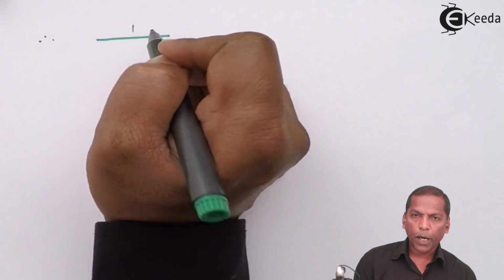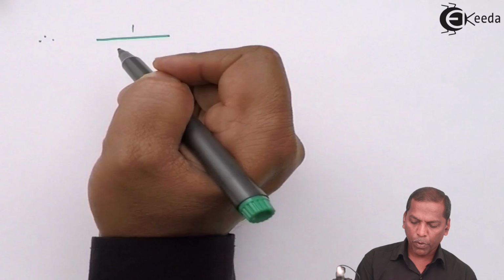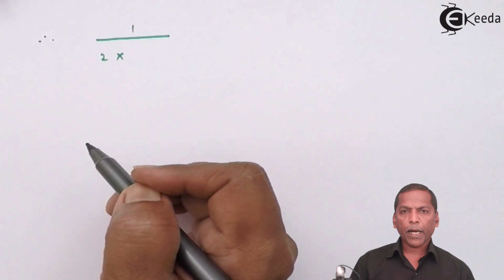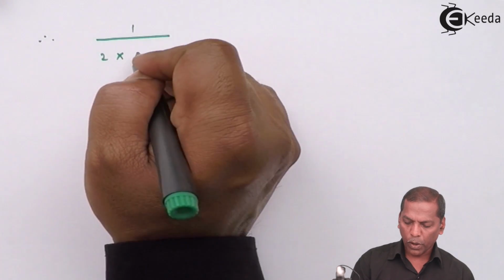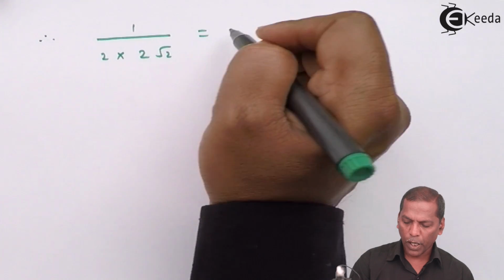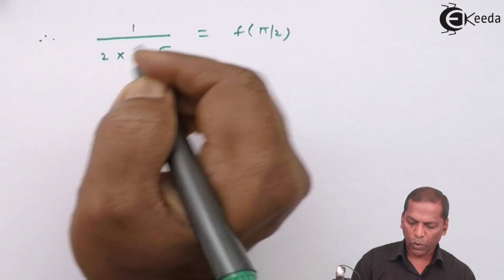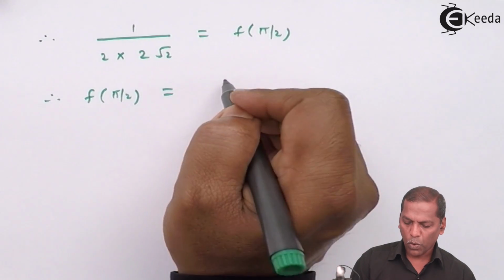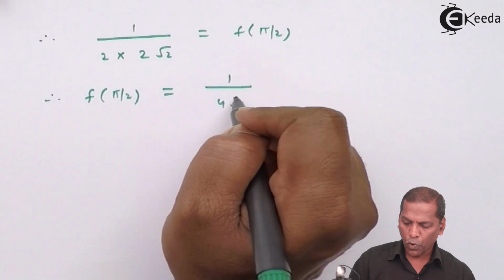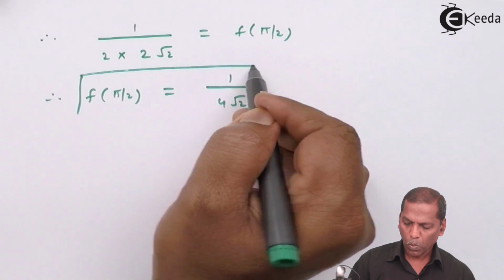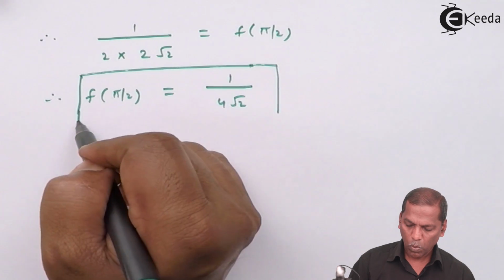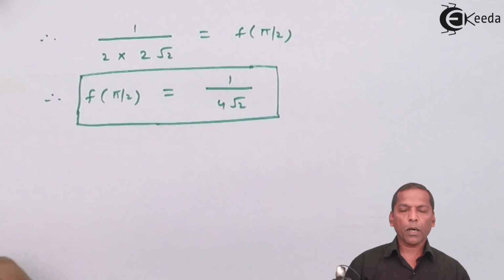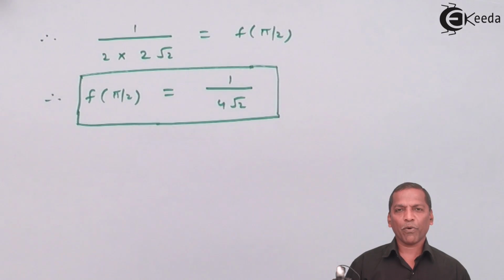So 1 upon, now the first bracket, 1 plus 1, gives 2 in the denominator, into the second bracket, which gives root 2 plus root 2, that is 2 root 2, and is equal to f of pi by 2. So in this way f of pi by 2 is equal to 1 upon 4 root 2. So this is the required solution for the given problem. Thank you.